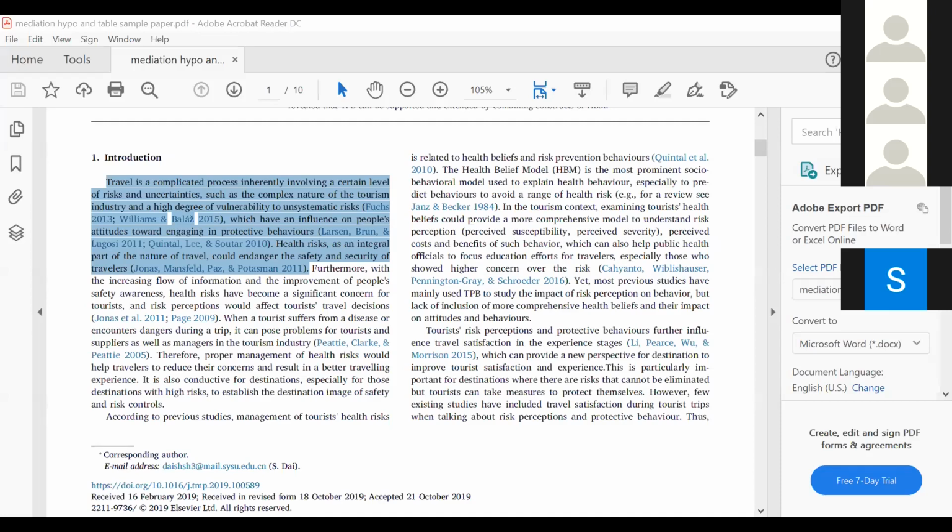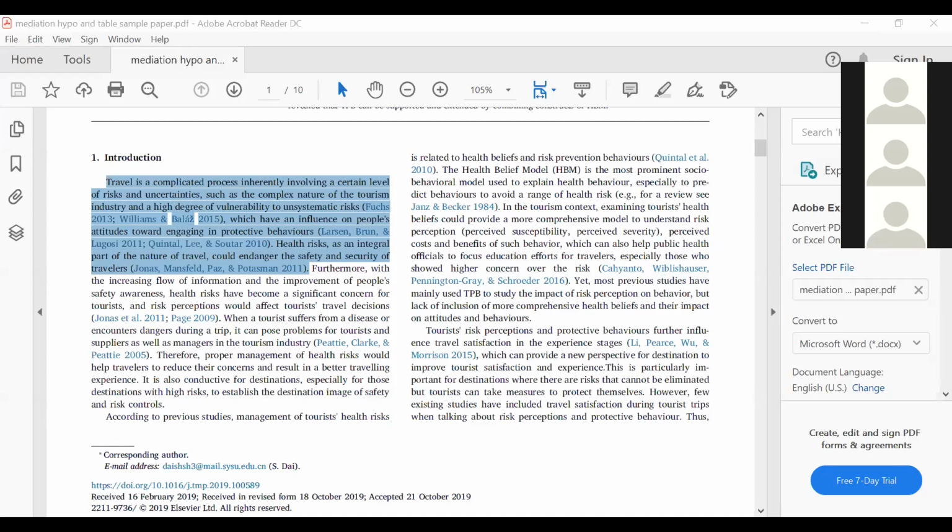Rationale. Why are you doing the research?